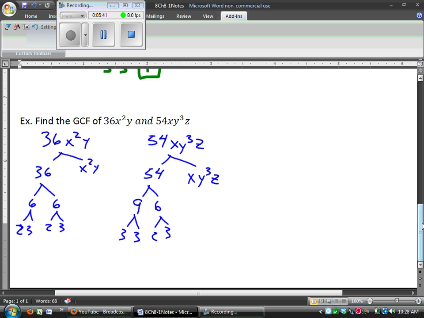Okay, now some of you that remember this might be wondering, why did I not split up all the variables? And I'm going to show you in just a second that there's a much quicker, easier way to do it than have to split them all up. Okay, so let's start with the numbers. What's the GCF of the numerical part?